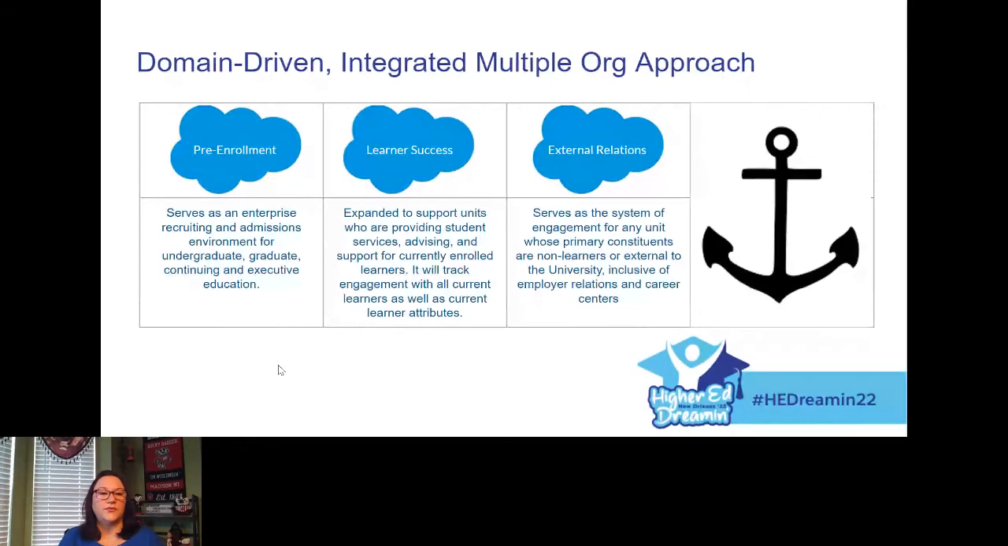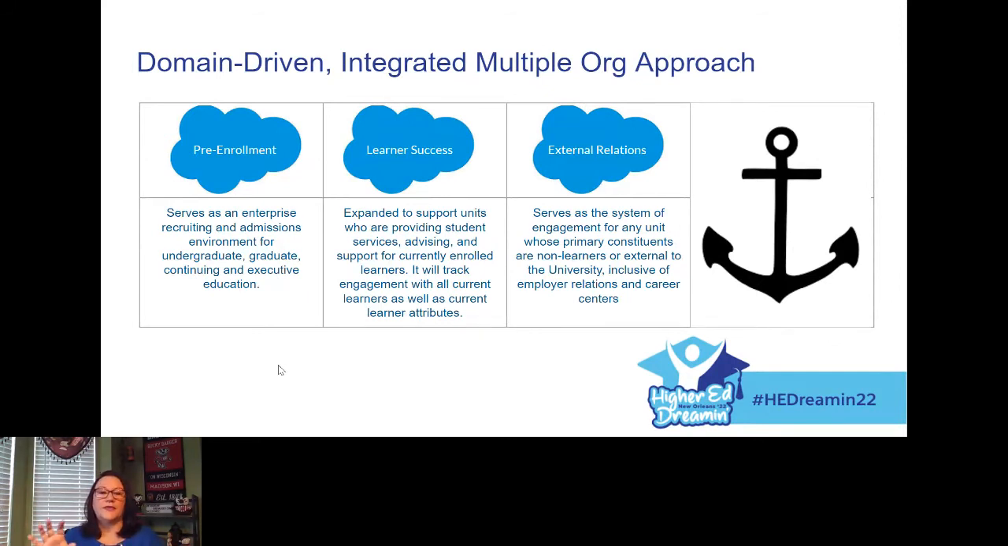This is where we can provide student services, different types of advising, and all kinds of support. Then we'll have external relations. That one also already exists today. And this is where we're going to have those non-learner use cases. So not only working with our businesses and our community organizations, but really anything non-learner. So even our faculty professional development, we would want to have that there.